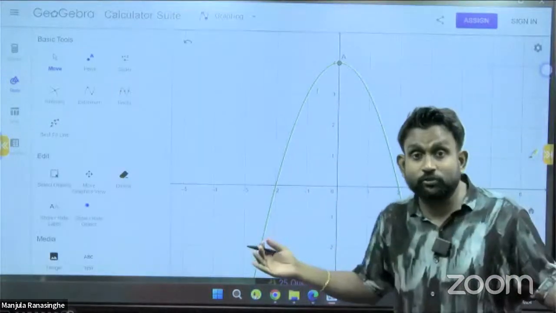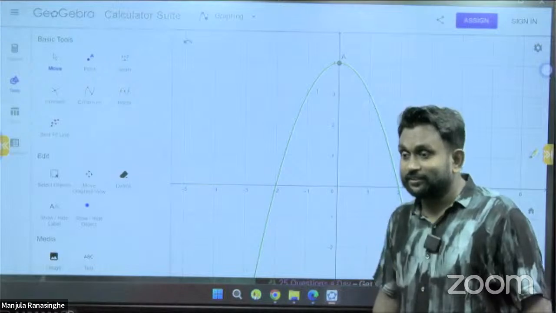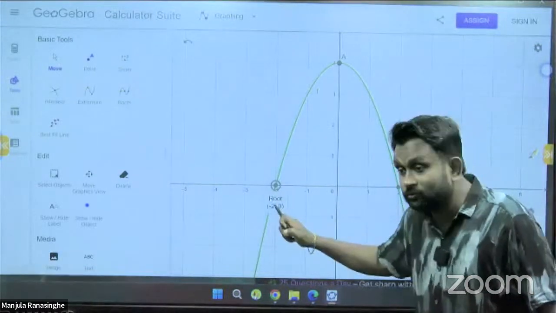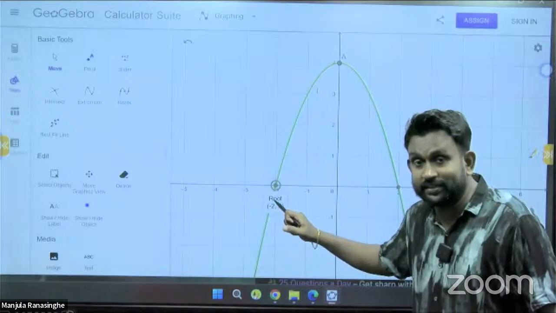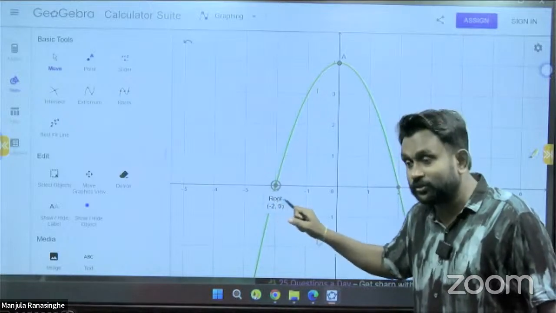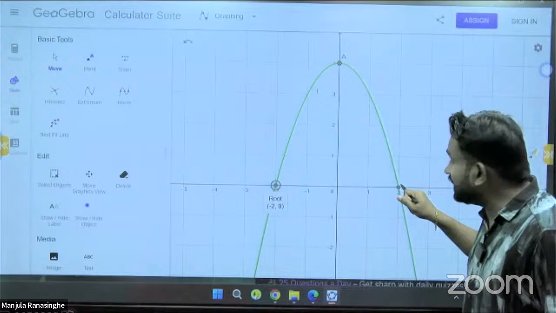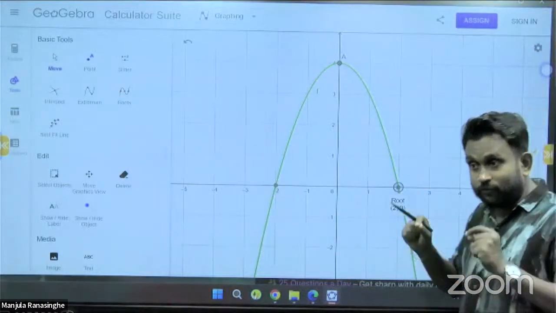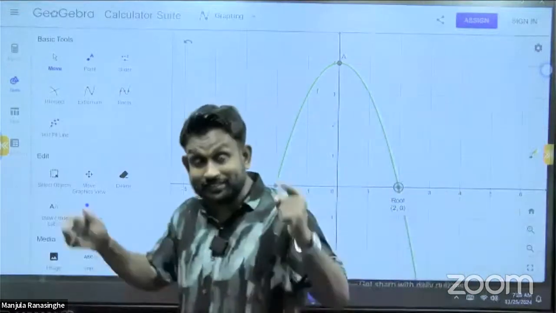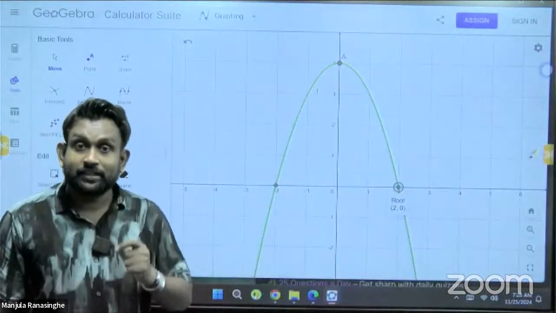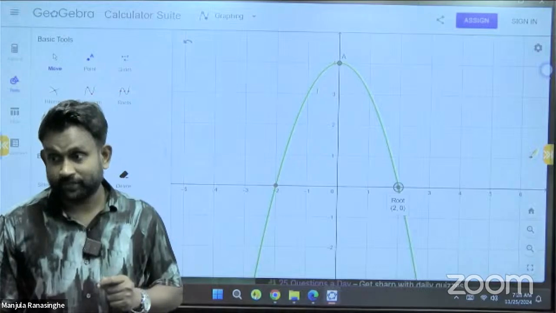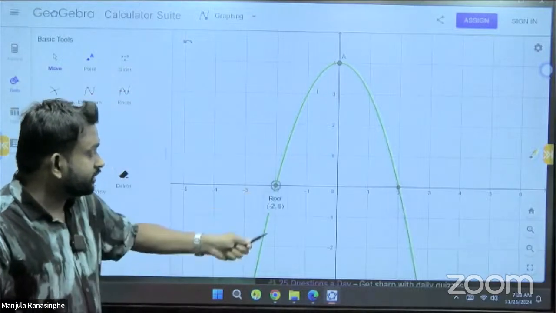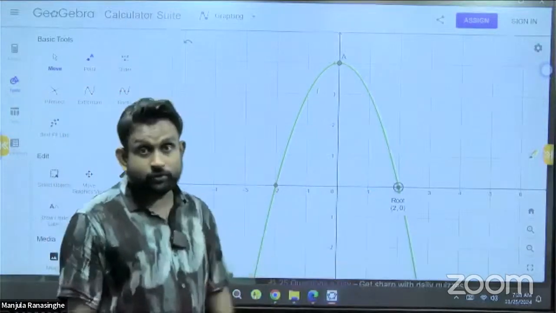Those are called, in other words, the roots of the equation. So you can see there when I click here, it says root. Then when I click here, can you see it? It says root. So where the graph intersects the x-axis, remember those are the roots of the function. Now these are the two roots, that is x equals -2 and the other one x equals +2.